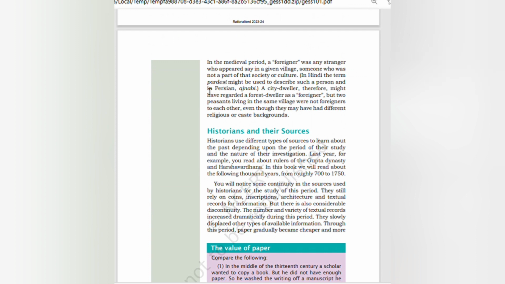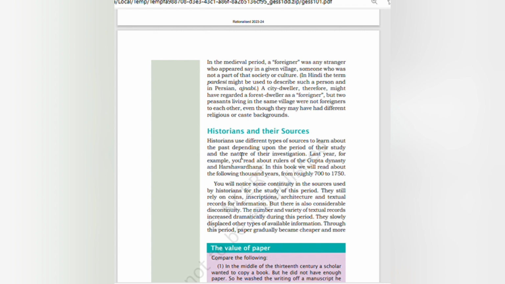In Hindi, the term Pardesi might be used to describe such a person, and in Persian, Ajnabi. A city dweller therefore might have regarded a forest dweller as a foreigner. But two peasants living in the same village were not foreigners to each other, even though they might have different religions or different backgrounds. So only those coming from the outside were referred to as foreigners.